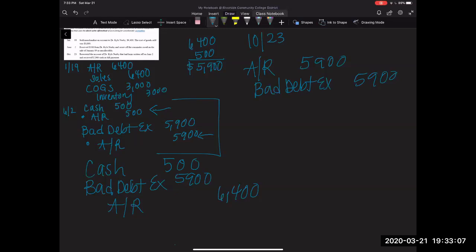And now we're going to actually receive the amount in full, which is going to be a debit to cash in the amount of $5,900, and then a credit to accounts receivable.